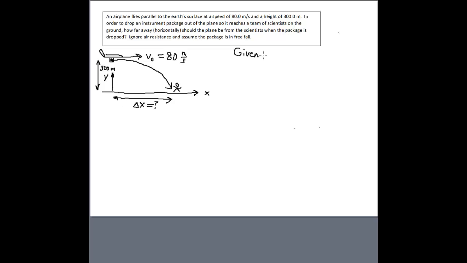So we can make a list now of given information. We know the trivial stuff for a problem like this. We know that the acceleration in the x direction is 0. The acceleration in the y direction is negative g. We'll plug the numbers in for that later when we're ready. Also, as I just discussed, we know that the x component of the initial velocity is what I wrote down as v0, which is just 80 meters per second, so that's given, and v0y is equal to 0, because the initial velocity right when the package is dropped is only horizontal. There's no vertical component to it.